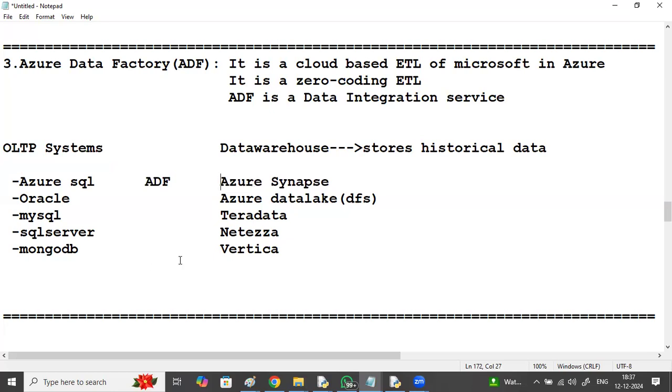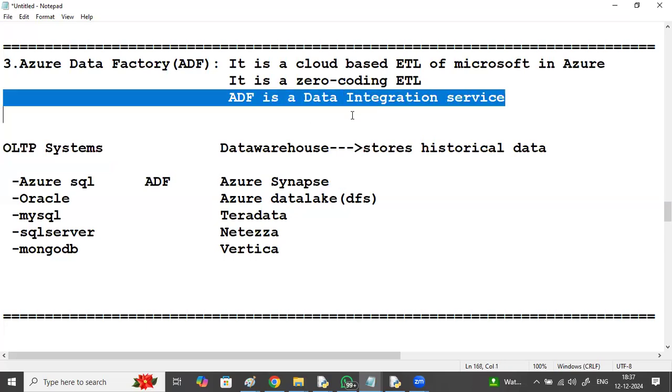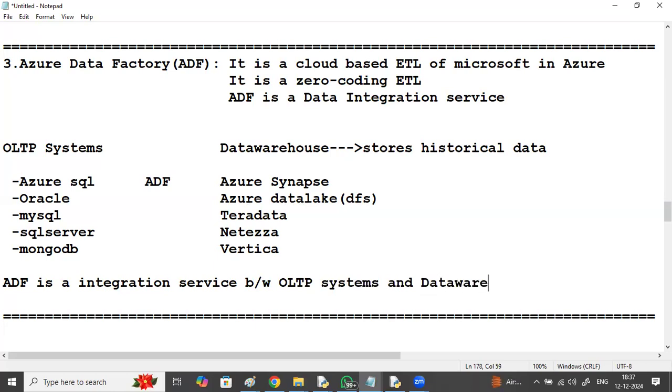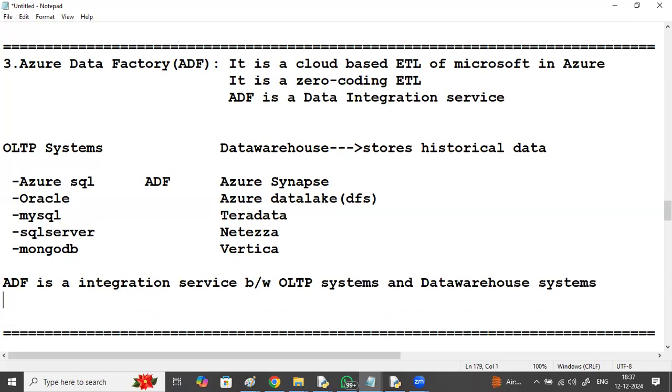ADF, see here, as I was saying, ADF is an integration service between OLTP systems and data warehouse systems. It is an integration service between these OLTP systems and data warehouse systems.